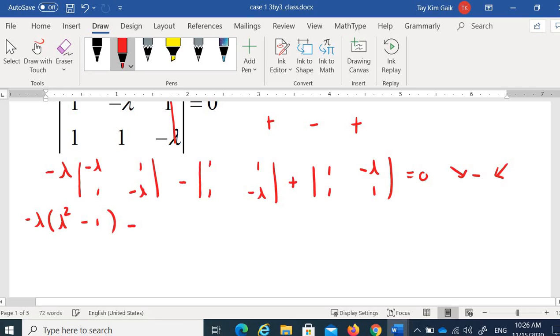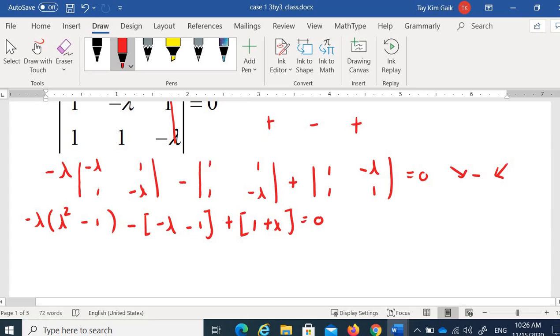Okay, so negative. Then this one is, okay, 1 times negative lambda. So you got negative lambda, so this is minus 1. So plus, you have 1 times 1 is 1. So minus with negative lambda, so becomes 1 plus lambda equal to 0.